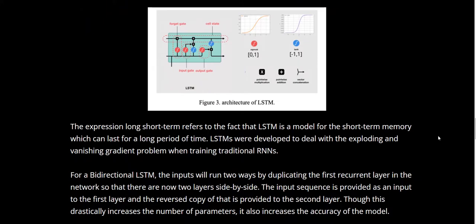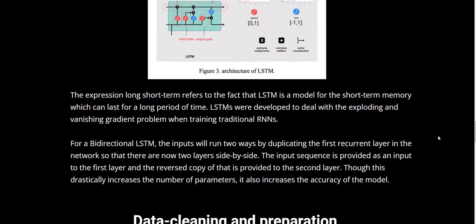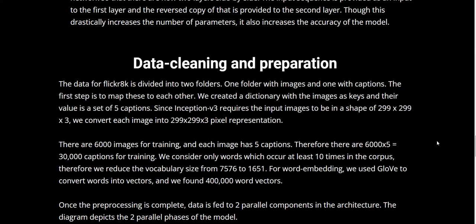For a bidirectional LSTM, the inputs will run 2 ways by duplicating the first recurrent layer in the network so that there are now 2 layers side by side. The input sequence is provided as an input to the first layer, and the reverse copy of that is provided to the second layer. This increases the number of parameters, but also increases the accuracy of the model.